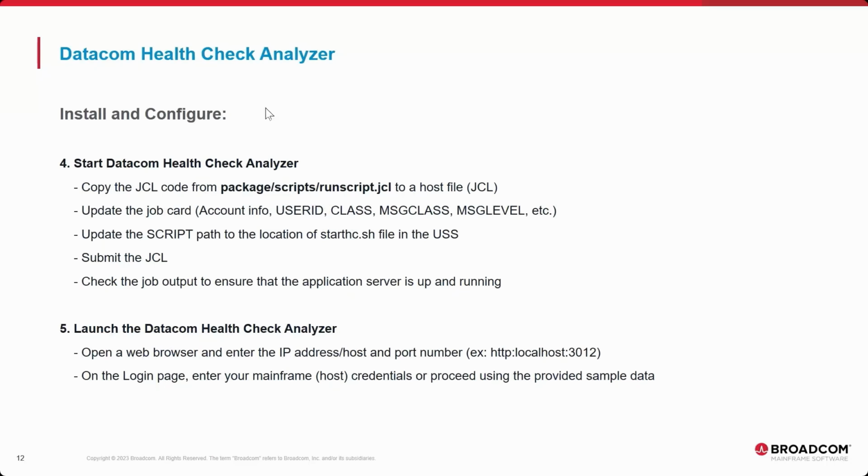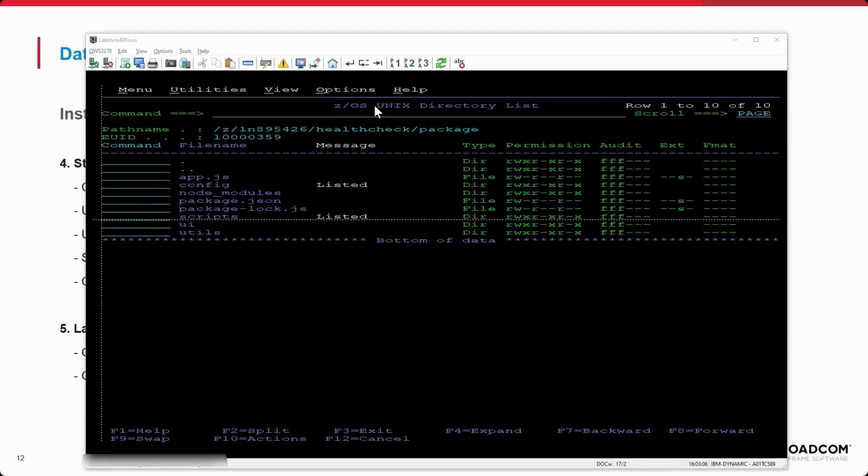The next step is starting the Datacom Health Check Analyzer. For this, we need to copy the JCL code from runscript.jcl in the package/scripts folder to a host file. Then we need to update the job code and update the script path to the location of the starthc.sh script file in the USS. And then we need to submit that JCL.